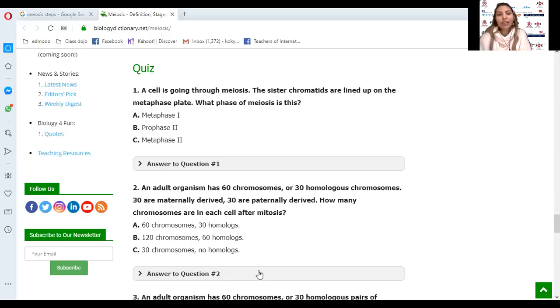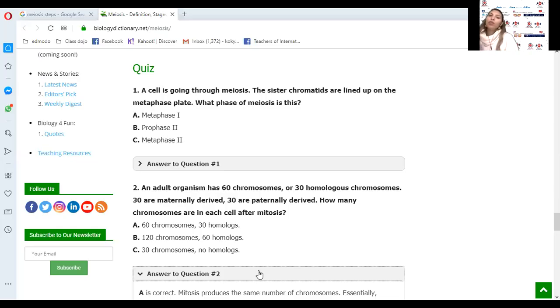So the answer is not 30. Because we said in mitosis, the produced cells will have the same number of chromosomes. We'll start with 2N in mitosis. Yes, I said mitosis. Focus. Sorry, I heard mitosis so many times. So mitosis will start with 2N and end with 2 cells with the same number of chromosomes. So it will be 60 chromosomes.